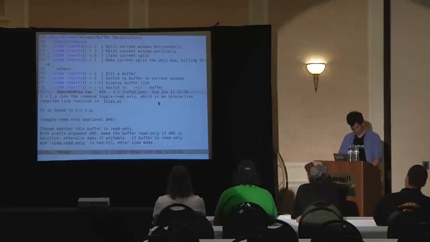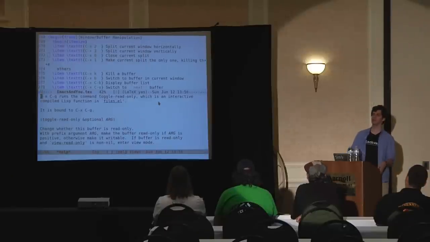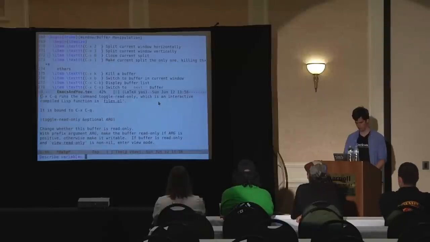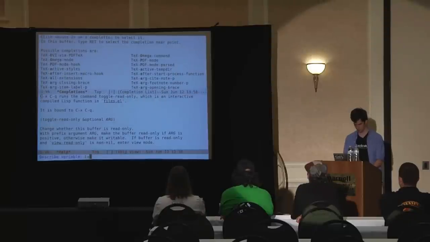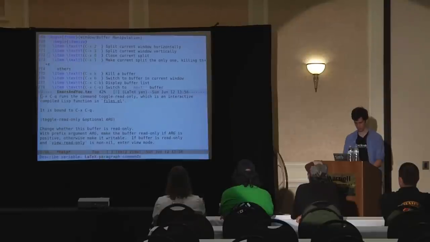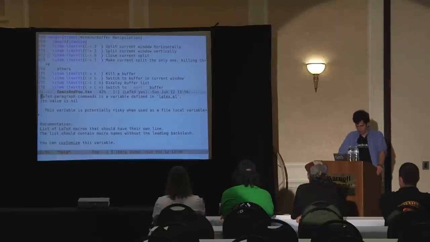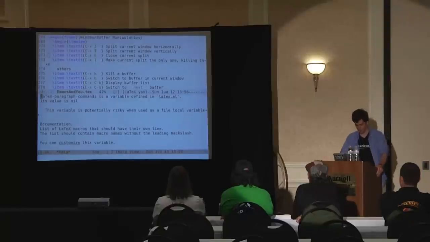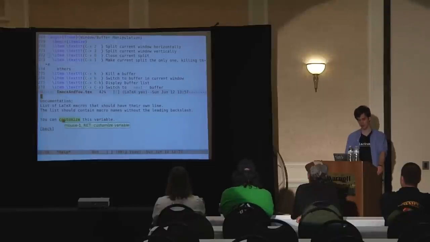Next, if you ever start getting into configuring Emacs, you eventually need to find out what setting does what, and you'll have to do Control H V, which is describe variable. You can do many things here. I cannot think of a variable off the top of my head. Okay, well, there's that one. So apparently latex-paragraph-commands is a variable in the file latex.el. It says where it is, same deal with functions. It gives all the documentation right here, and you can even customize the variable. But I will get to that later.